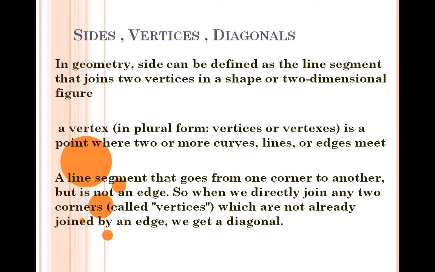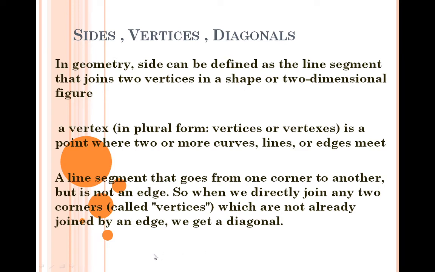A diagonal is a line segment that goes from one corner to another, but it is not an edge. Dear students, in a quadrilateral, if we join opposite vertices with each other, that slanting line is known as a diagonal, but it is not recognized as a side of the quadrilateral. So when we directly join any two corners, called vertices, which are not already joined by an edge, we get a diagonal.